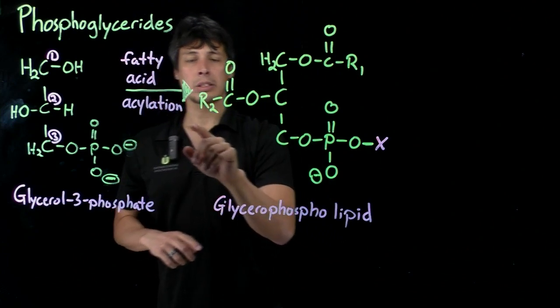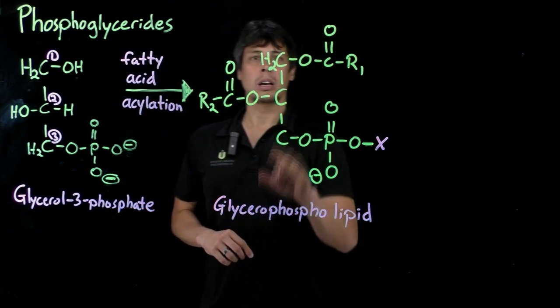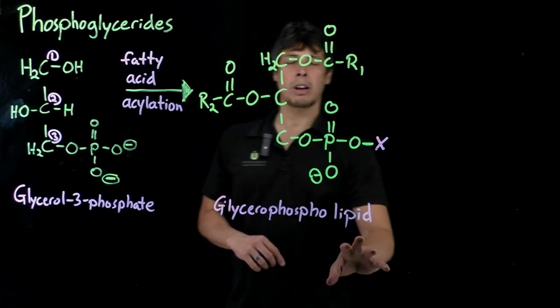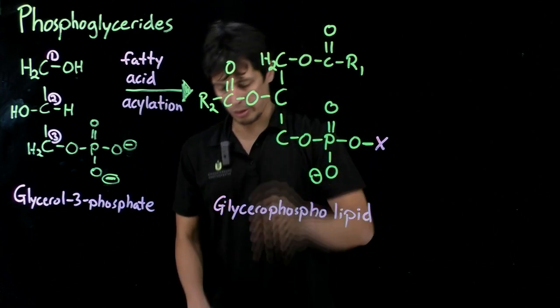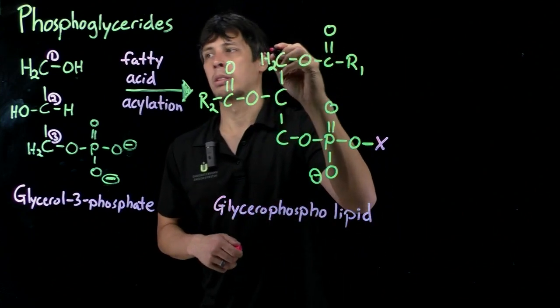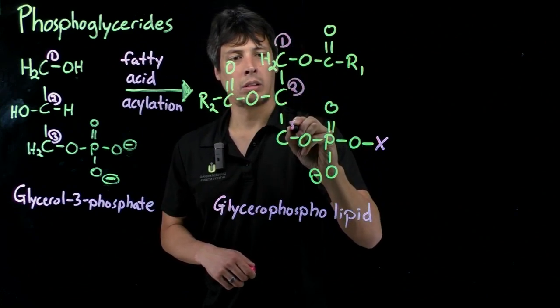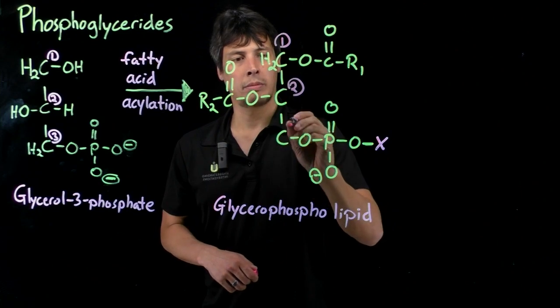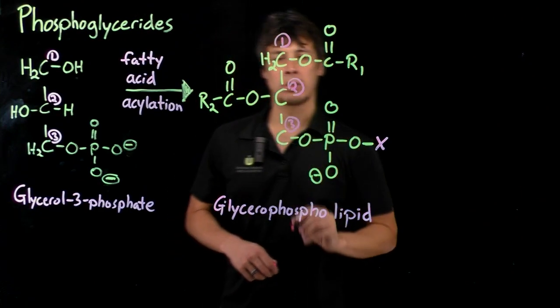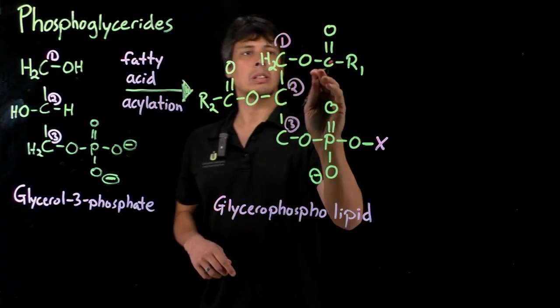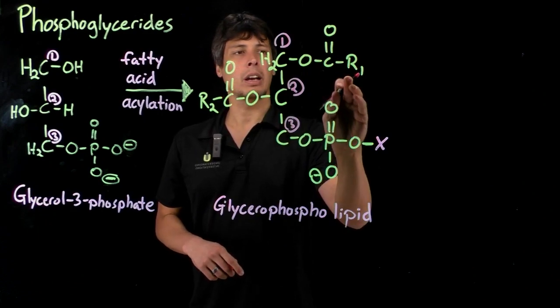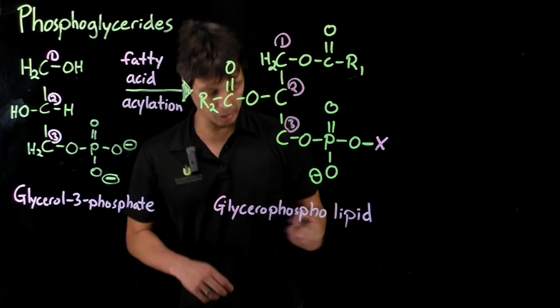Fatty acid acylation and other modifications results in the glycerol phospholipid, which is shown here. So we have, again, our 1, 2, and 3-carbon shown here. And then these are acylated with fatty acid chains shown as R1 or R2.